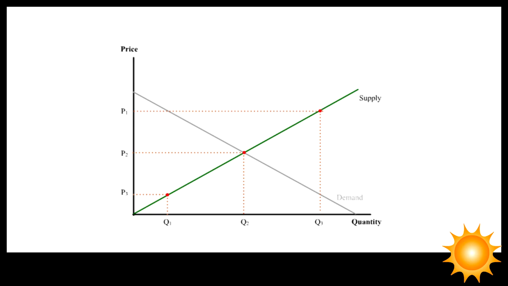When more is sold at higher prices, we say the quantity supplied has increased. When less is sold at lower prices, we say the quantity supplied has decreased.